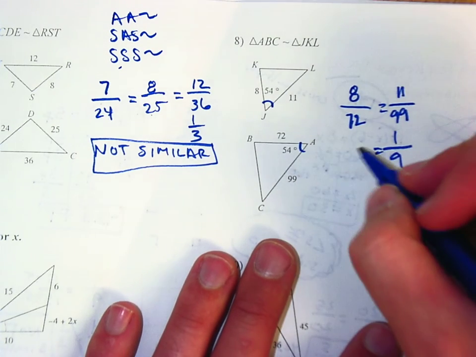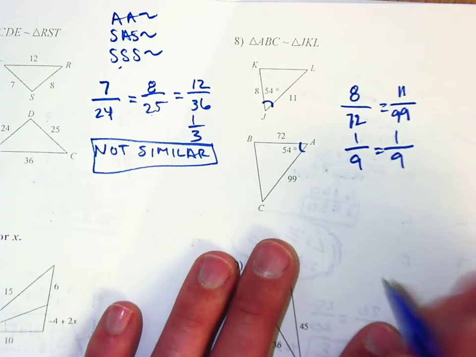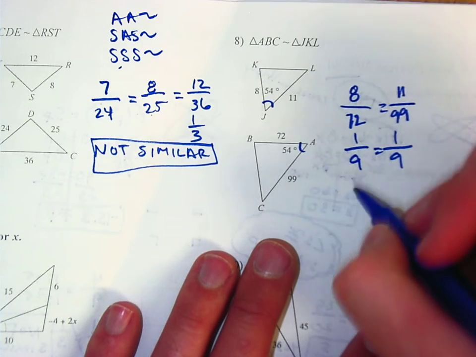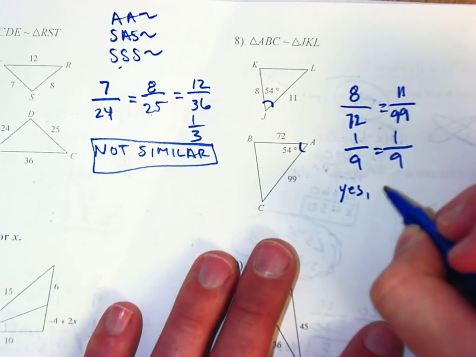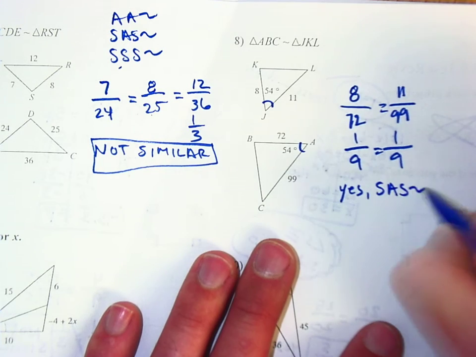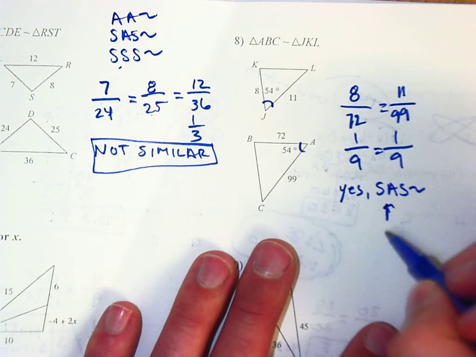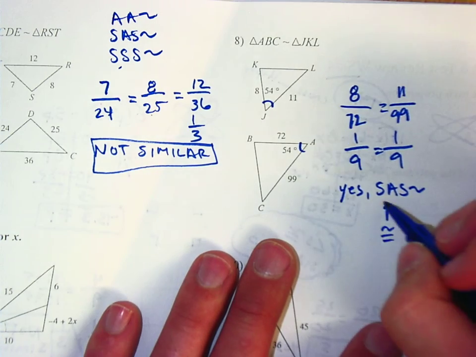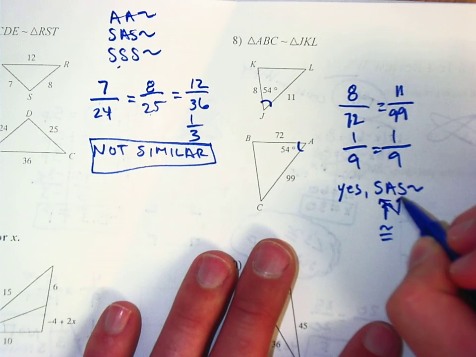And I know I can divide both of these by 8. That's also 1 over 9. So yes, these are similar by side angle side, because we had a congruent angle and we had two proportional sides.